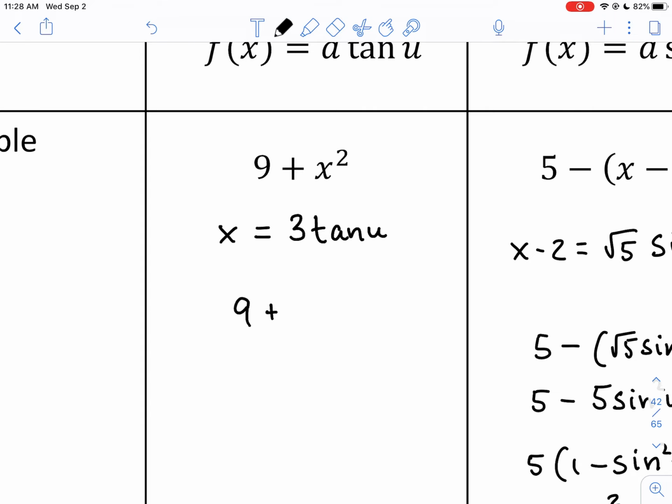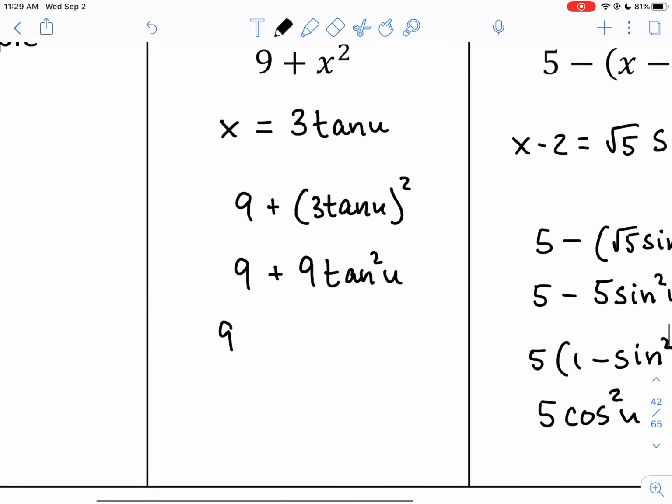And we get 9 plus (3 tangent u) being squared. Well, when you square the 3 to make it a 9, and you square the tangent, now you can factor that common 9 out, and you're left with 1 plus tangent squared. And the Pythagorean theorem for 1 plus tangent squared converts it to secant squared.